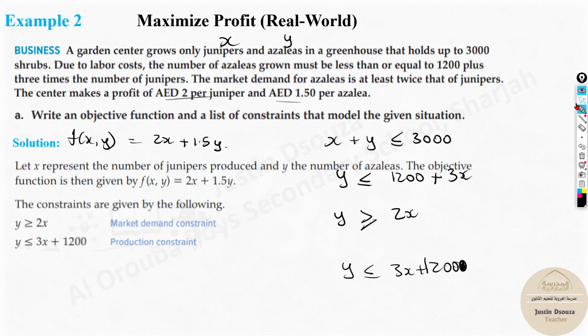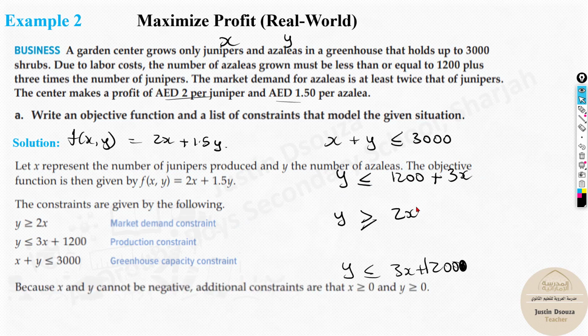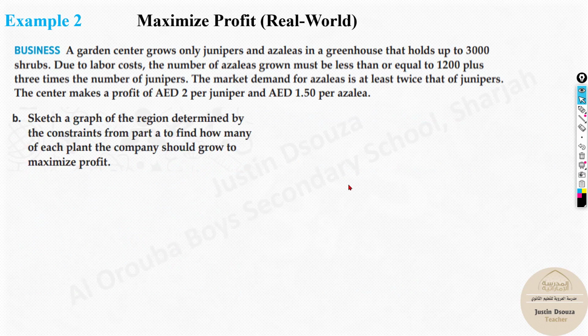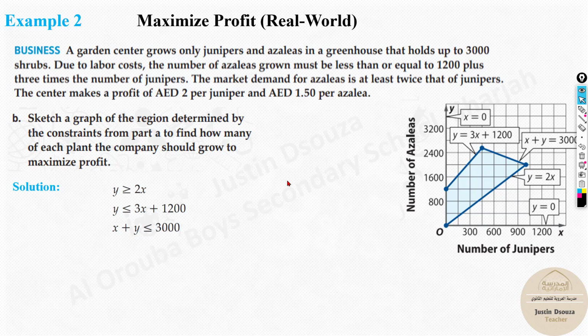And lastly, what do we have? When we add these both, it must be less than or equal to 3000. And x and y cannot be negative, so they must be greater than or equal to 0. That is obvious because it's a real world problem. Then the sketching of the graph, we have done similar things before. When you graph it, you get a graph something like this. But make sure you're just doing it in the first quadrant. Why? Because these are plants. You can't have negative plants, so it must be in the positive quadrant itself.